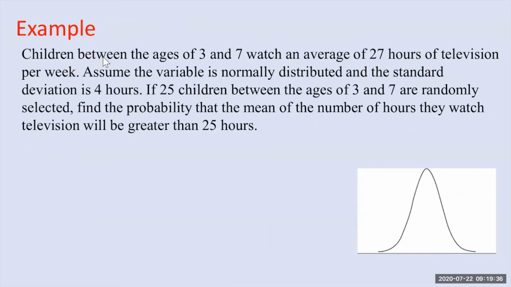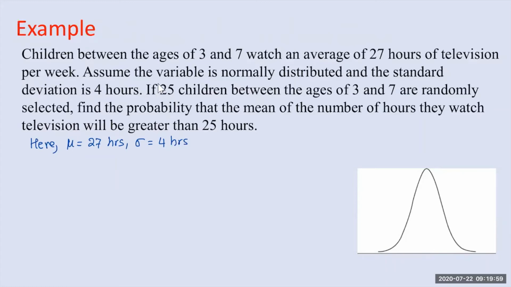So here, what they have given is the mean, which is mu for the population, equal to 27 hours. The standard deviation is equal to 4 hours. Mean equal to 27, standard deviation equal to 4.